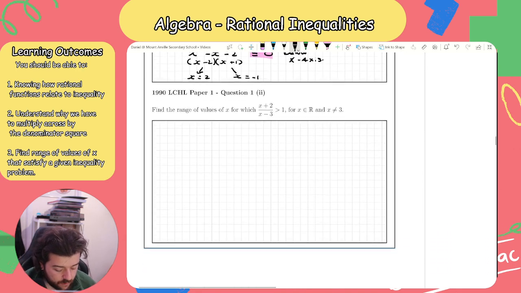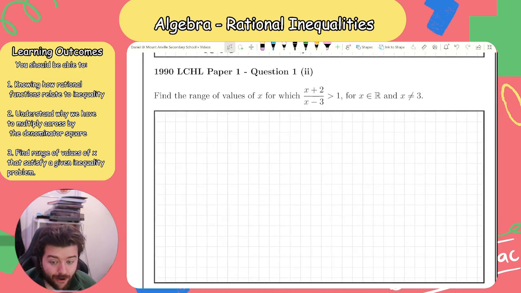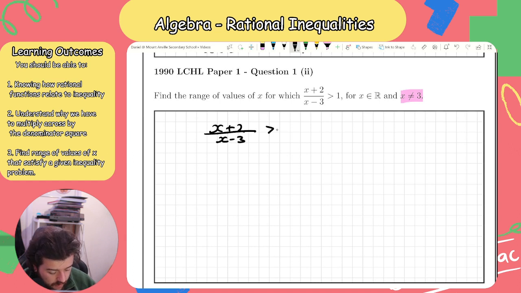And then finally the last one, this is from the late 1900s, 1990. The Leaving Cert Higher Level Paper 1, question 1. Find the range of values for x for which x plus 2 over x minus 3 is greater than 1, for x an element of real numbers and x is not equal to 3. Again, it's a formality, because we have x minus 3 here, and if x did equal 3, my function does not exist. So x plus 2 all over x minus 3 is greater than 1.